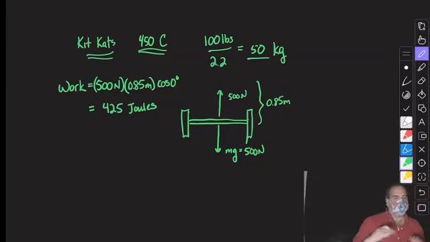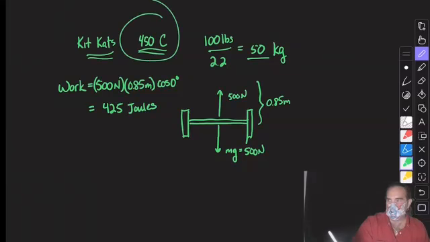That's how much work I did pushing the bar outwards. Now, would we agree that bringing the bar back really isn't done by me? It's done by gravity. It will pull the bar back. So I'm only going to count the outward push as something that's helping me burn off this Kit Kat of 450 calories. So each push is 425 joules.